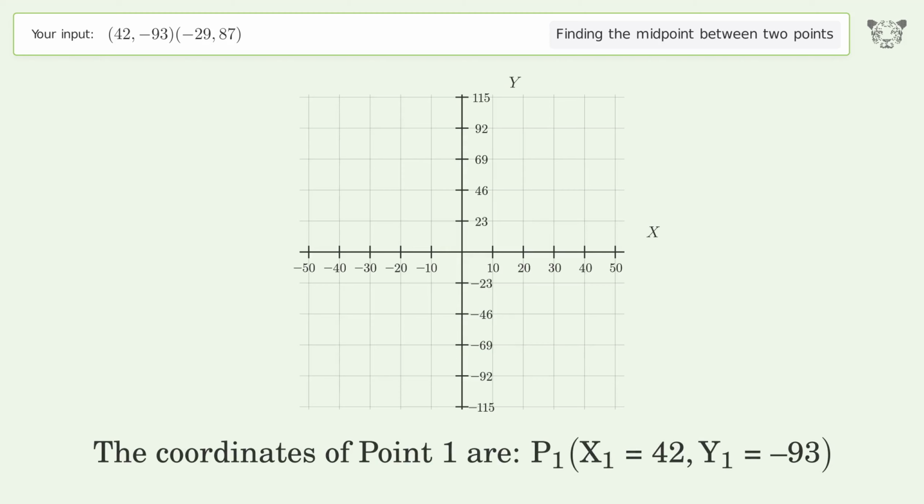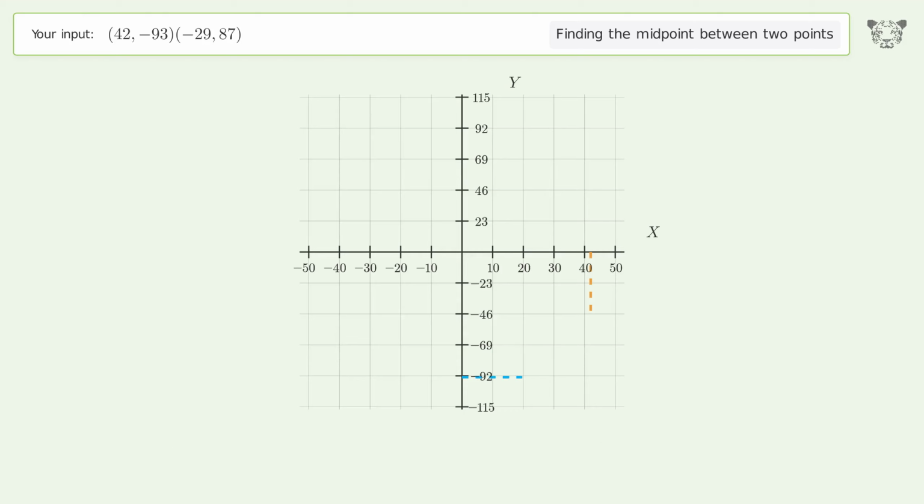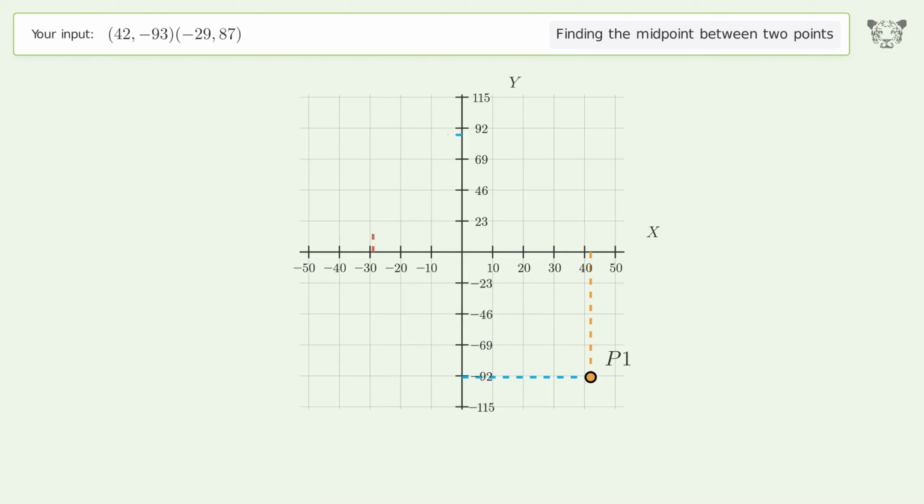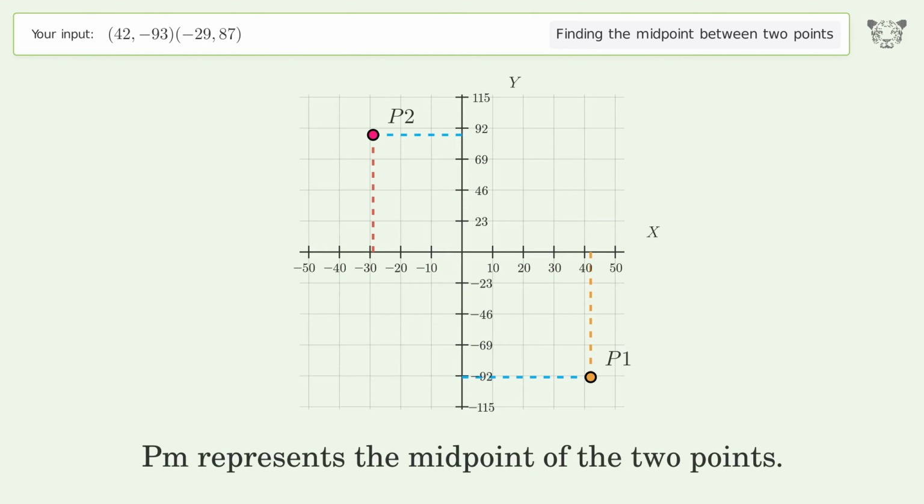The coordinates of point 1 are, x1 equals 42, y1 equals -93. The coordinates of point 2 are, x2 equals -29, y2 equals 87. PM represents the midpoint of the 2 points.